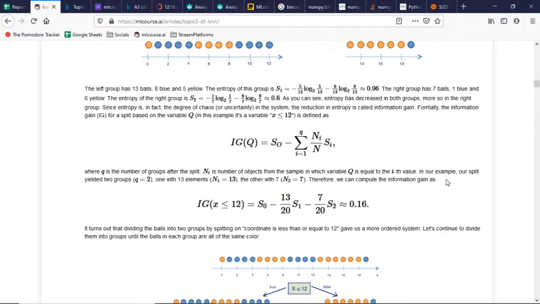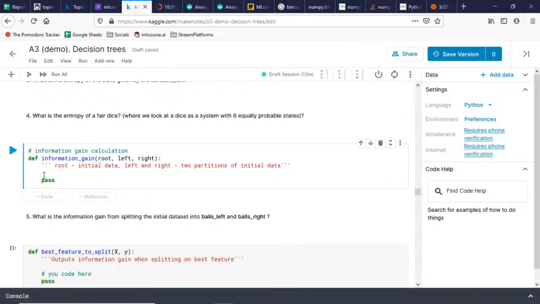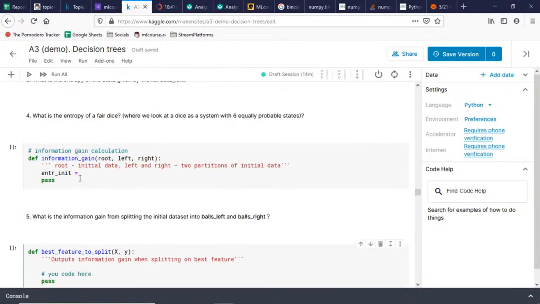So yeah, I need to build this function. But I'm not sure how to define left and right in the code. So okay, let's try to write it like I think it should be. Not sure that it's true. So entropy init would be something like my entropy function, not exactly mine, but who cares, of root.